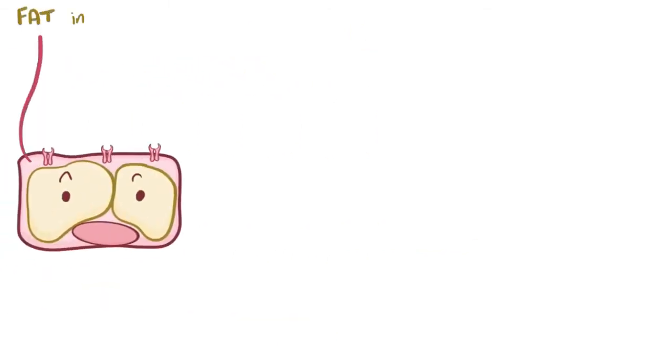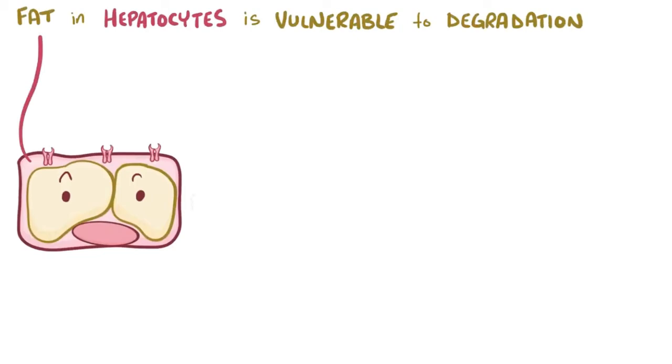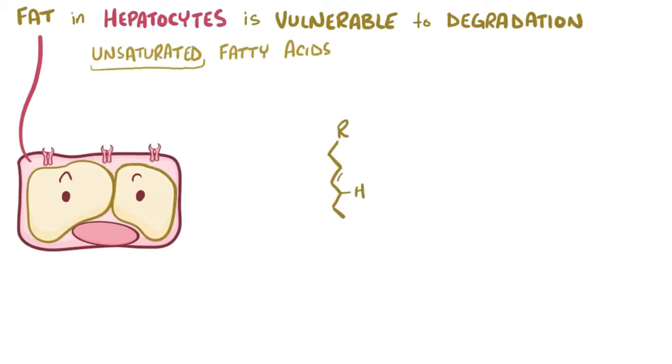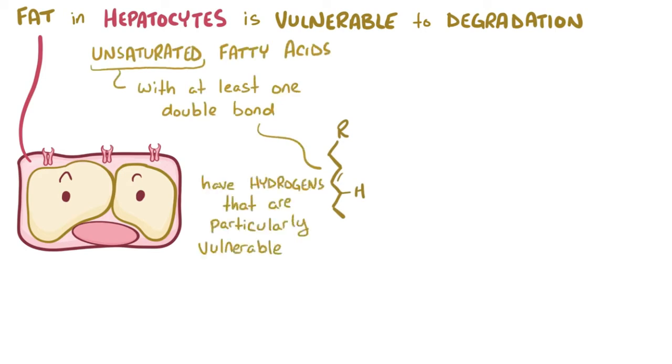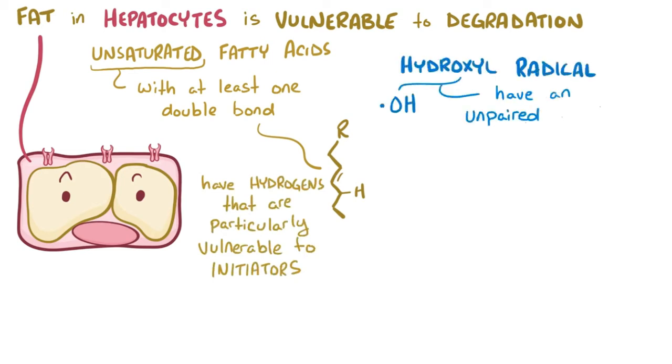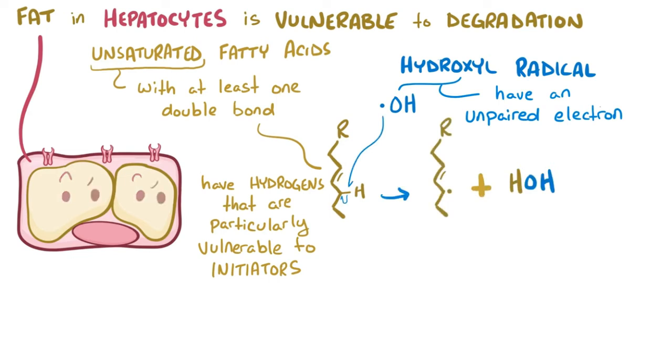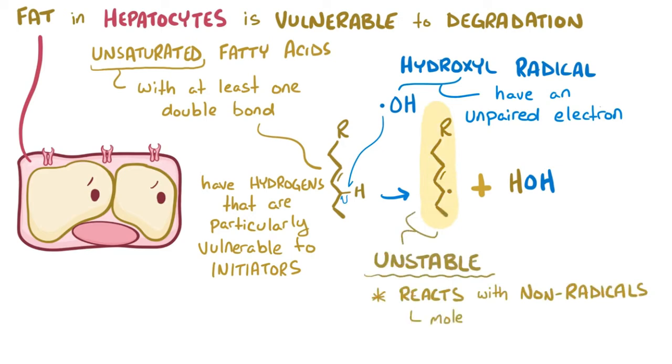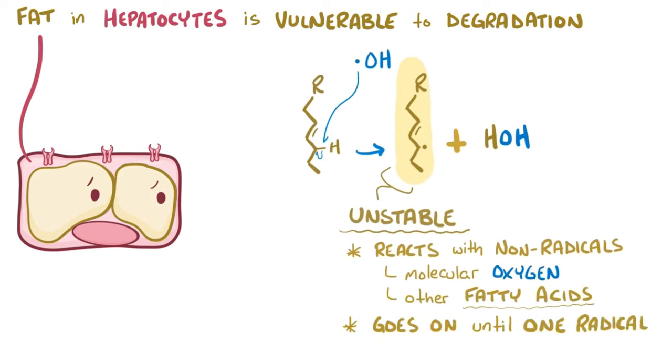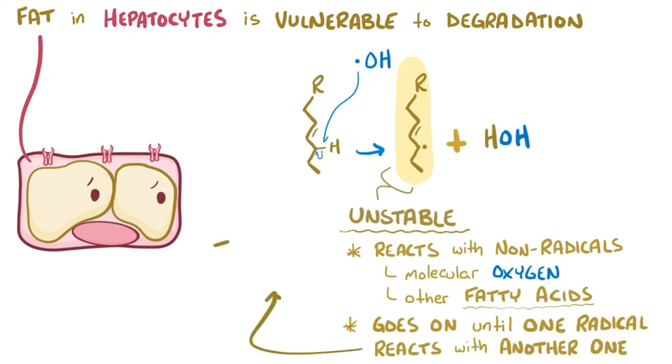Over time, that fat in the hepatocytes becomes vulnerable to degradation. Unsaturated fatty acids, or fatty acids that have at least one double bond in their carbon chain, have hydrogen atoms that are especially vulnerable to initiators, like reactive oxygen species, like the hydroxyl radical, which has an unpaired electron. In this example, the hydroxyl radical pairs with the vulnerable lipid hydrogen to make water and a fatty acid radical. The fatty acid radical is unstable and reacts with non-radicals, including molecular oxygen and undamaged fatty acids. This goes on until one radical species reacts with another radical species, which terminates the reaction.